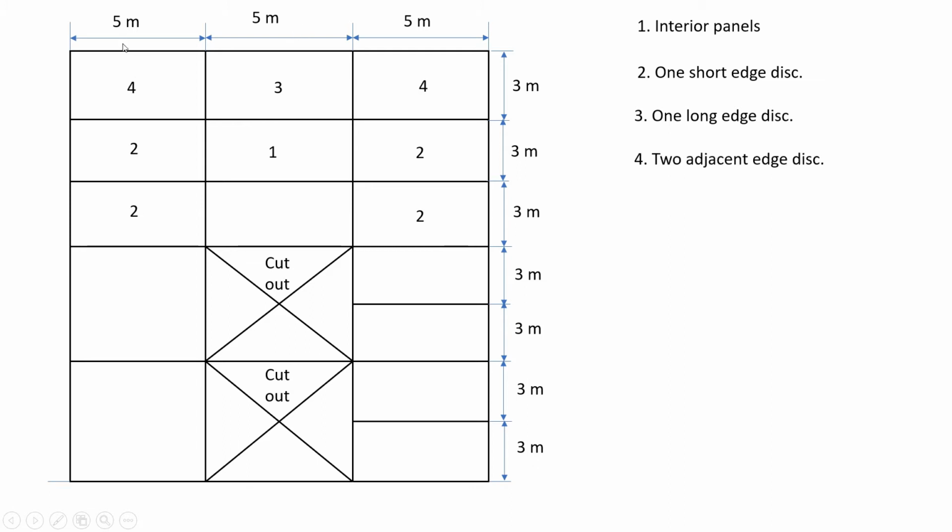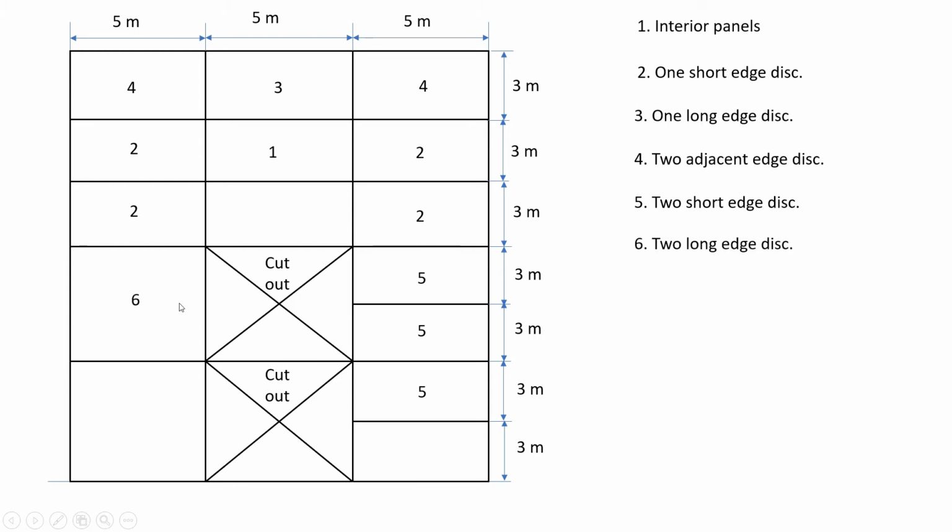In slab panel 4, we have two adjacent edges discontinuous. In slab panel 5, we have two shorter edges discontinuous. Here the right hand side, that is the 3 meter edge, is discontinuous, and the left hand side is also discontinuous. Here there is a cutout, so in the place of the cutout there is no slab. So the left side edge and the right side edge both are discontinuous.